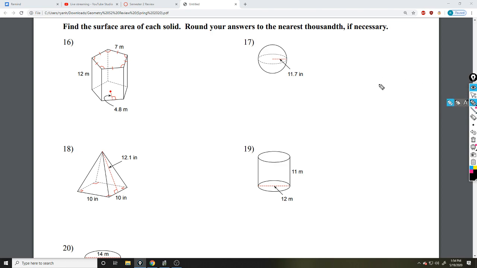If we have a sphere, then our surface area of a sphere is actually nice and easy. It is 4 pi r squared. So, unlike the last one, which was really complicated, the only thing we really need to know here is the radius. That's the only thing we don't know. Our radius, remember, is the distance from the center out to a side, so that is right here. 11.7 is my radius.